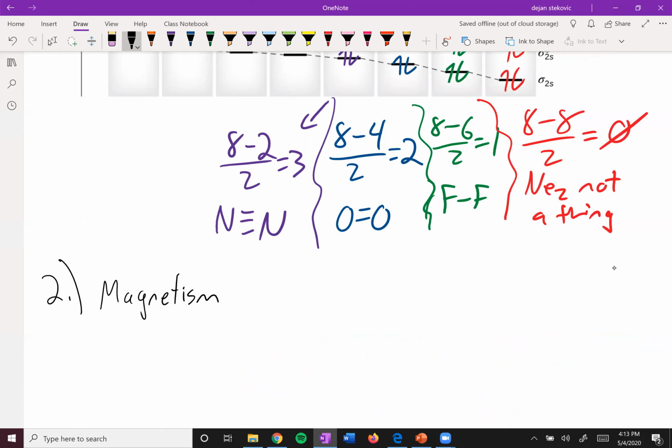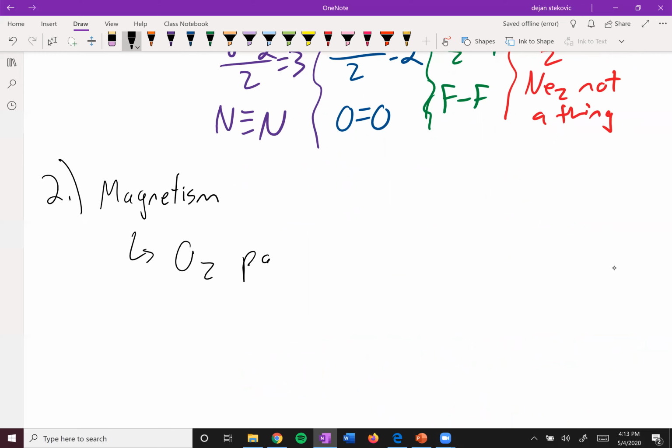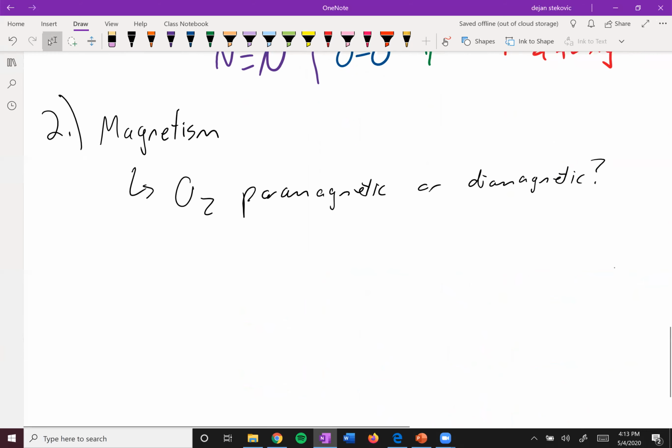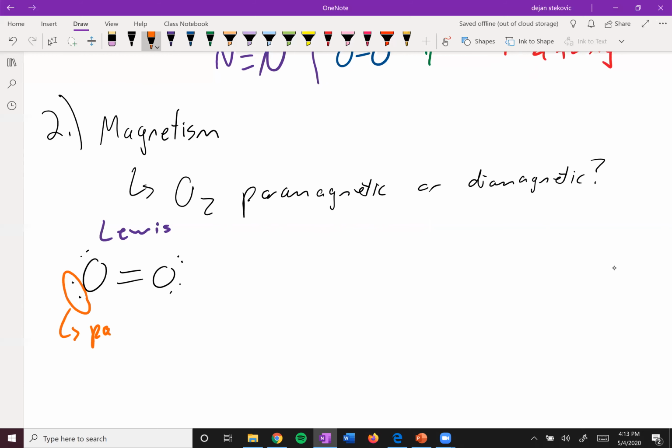And so our question here is, is O2 paramagnetic or diamagnetic? Remember, paramagnetic means unpaired electrons, diamagnetic means paired electrons. So if you take a look at the Lewis structure of O2, it looks something like this, and it looks like all the electrons are paired. And so you would predict that it's diamagnetic. But let's take a look at the MO diagram of O2.